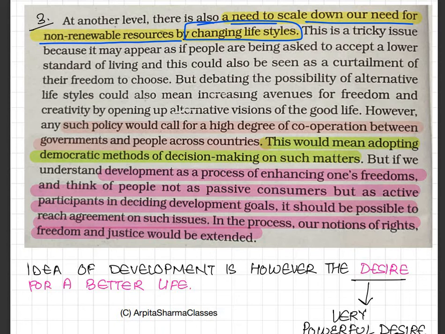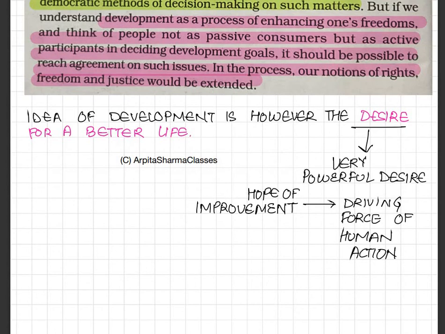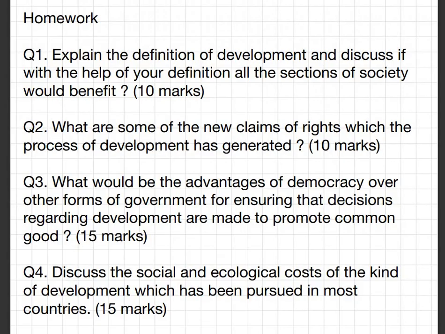Right? So we need to make sure that we sit together and we decide together what is good for us, what is bad for us, and what is bad for the environment. And then we should make any policy or program or decision. We should adopt democratic methods of decision making. Right? So the idea of development is the desire for a better life. But it should not be done at the cost of your own life or at the cost of the environment. So this was your chapter on development.